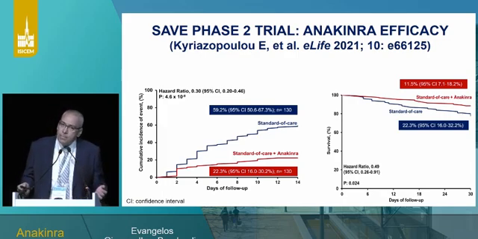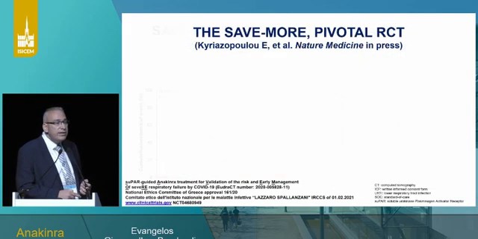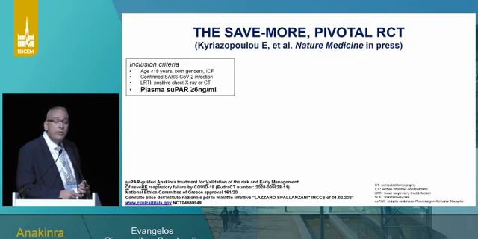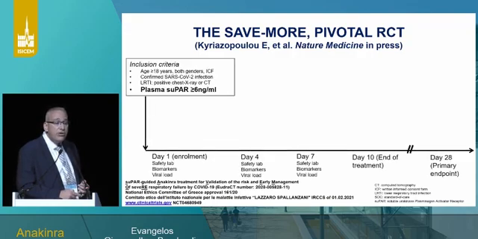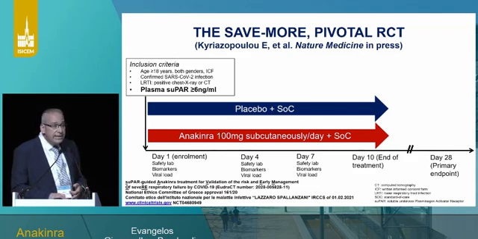With these results, I received advice on Covid-19 from the European Medicines Agency. This is what the European Medicines Agency asked me to do: a double-blind, randomized, pivotal trial in patients with these profiles, randomized 1 to 2 to receive placebo plus standard of care, where standard of care contains dexamethasone, or anakinra subcutaneously 100 milligrams once daily for 10 days plus standard of care containing dexamethasone.